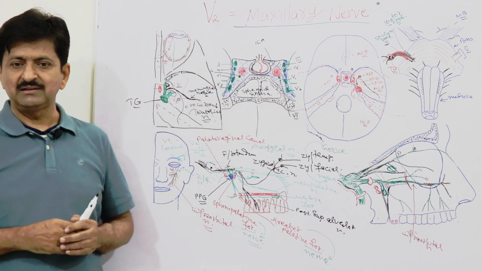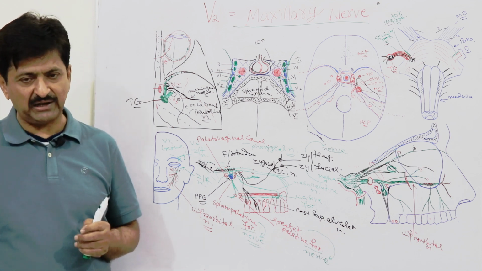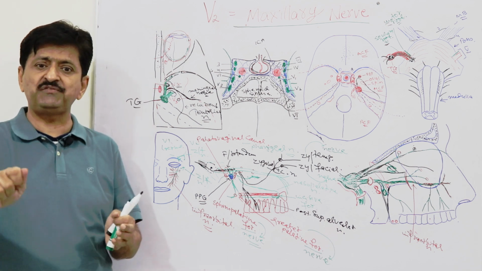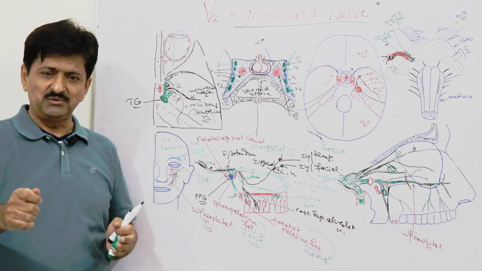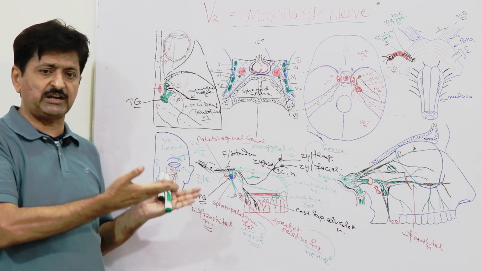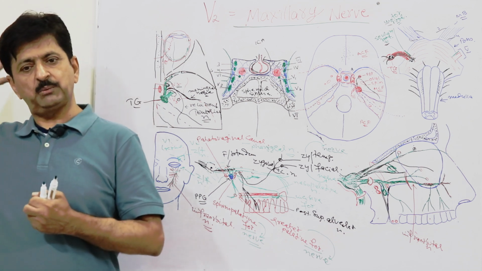So basically, if the lacrimal gland is secreting, who is doing it? Pterygopalatine ganglion. But the pterygopalatine ganglion has the postganglionic fibers, so who is giving the preganglionic stimulus? The preganglionic fibers to the pterygopalatine ganglion, where do they come from? They are also coming from your posterior wall.